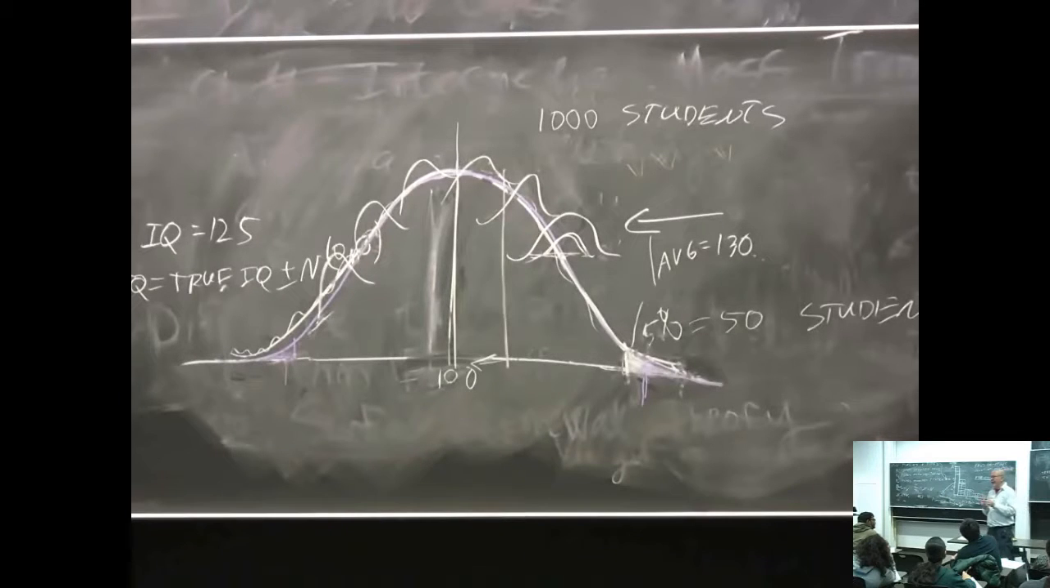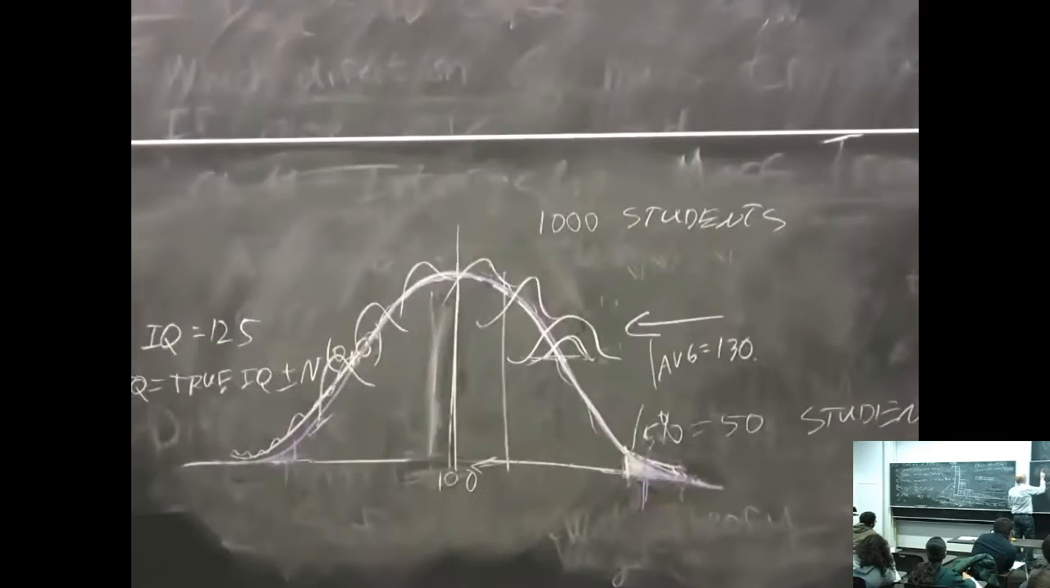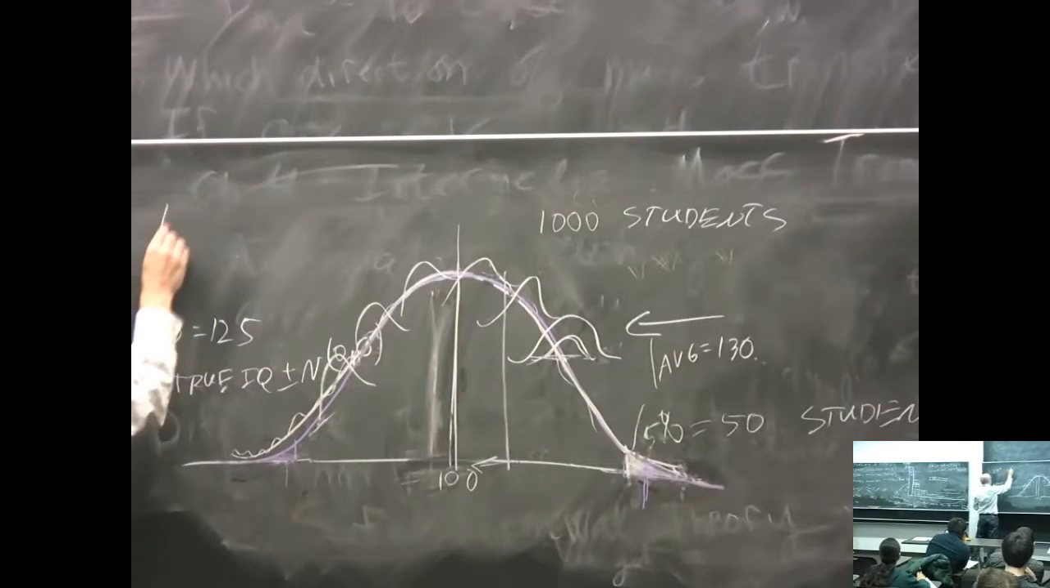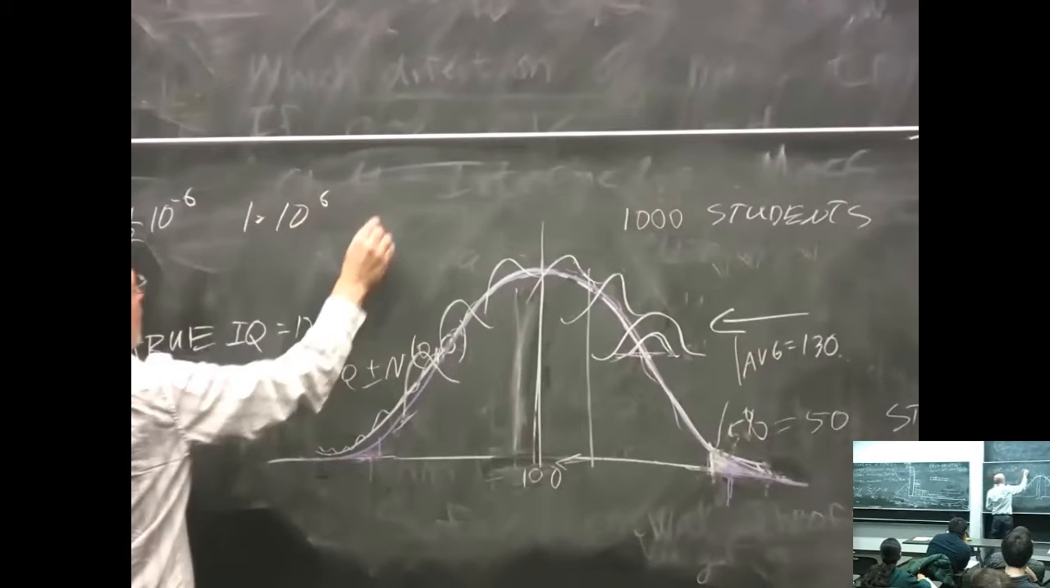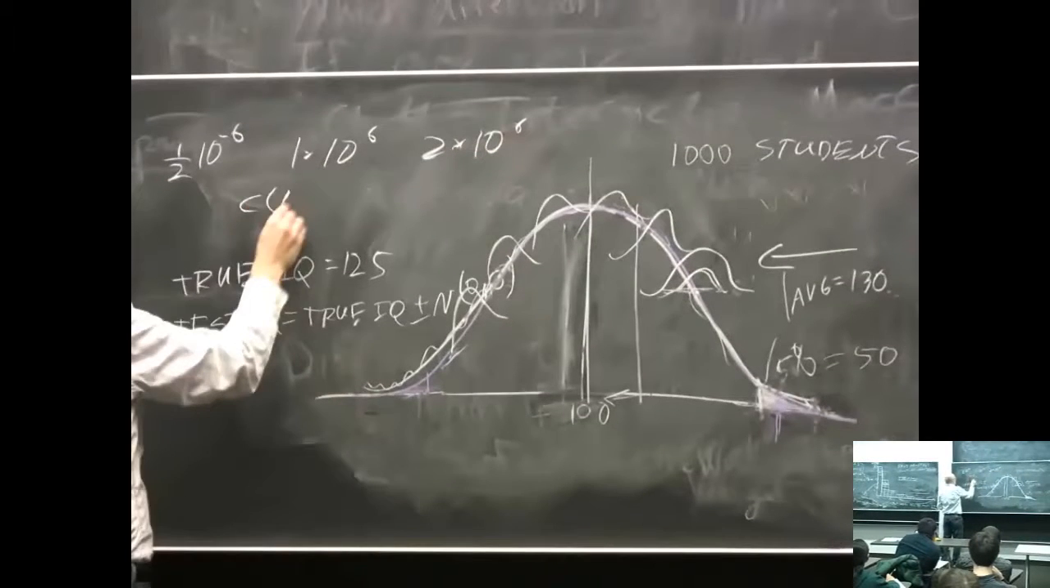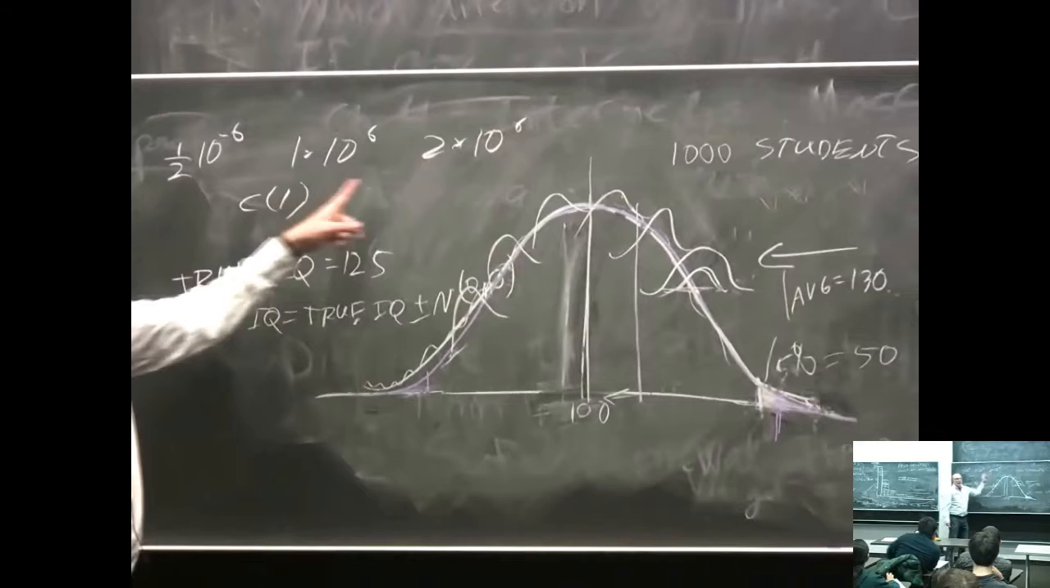Here is a concrete example. Suppose there are only words that occur half of 10 to the 6, 1 times 10 to the 6, and 2 times 10 to the 6. You saw a word once, and you wonder which of these categories it came from.